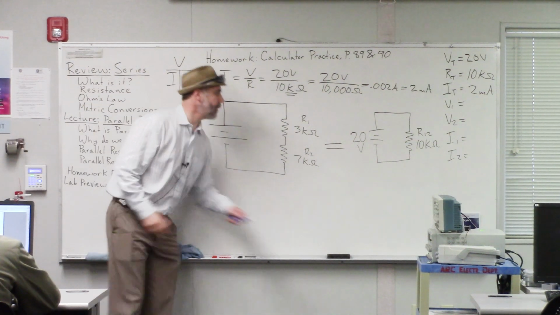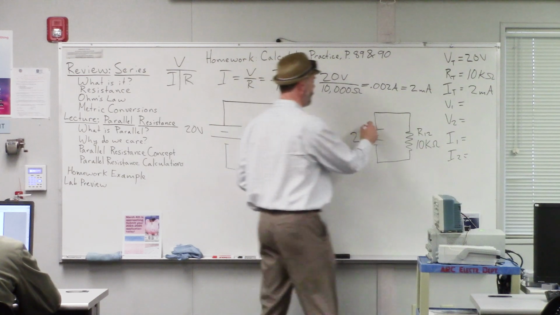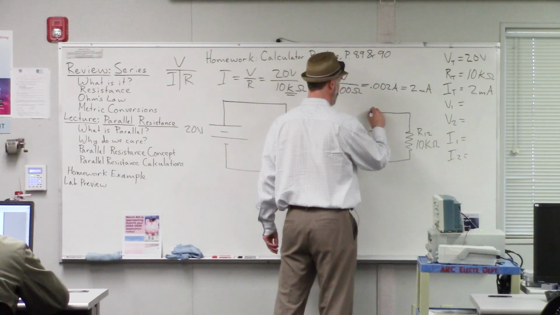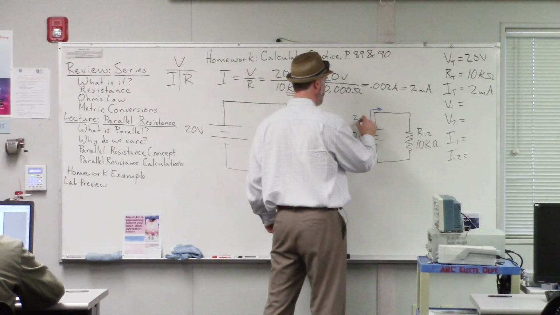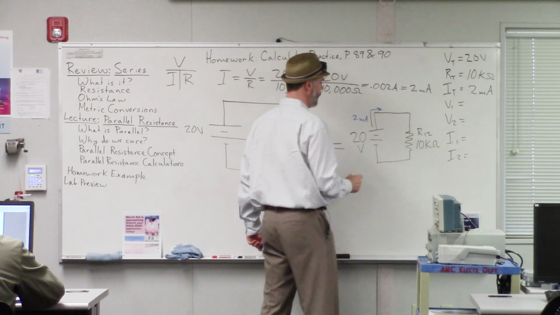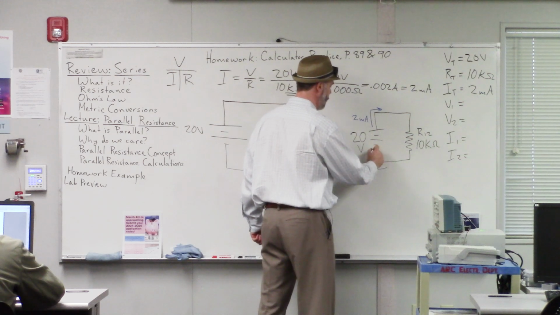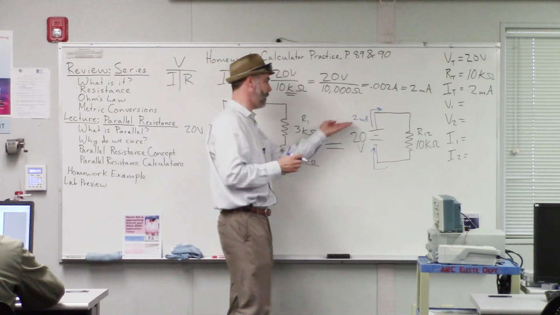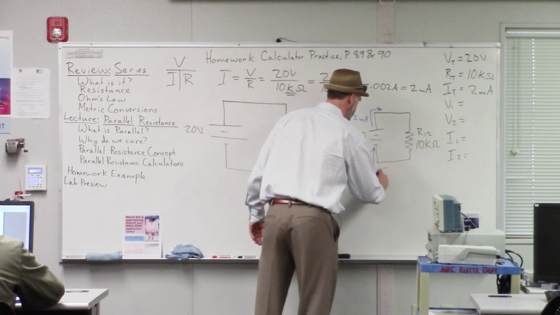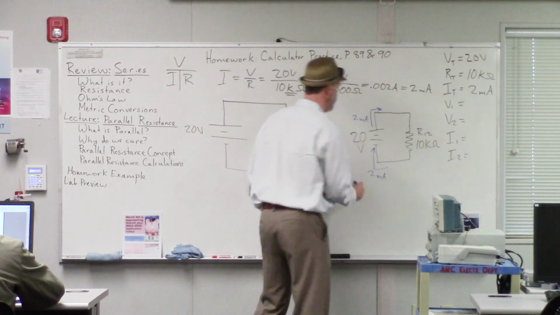All right. So that's the current that's coming out of our power supply. That's what total current means. That's the current coming out of our power supply, so that's 2 milliamps there. And how much current is flowing back into our power supply? 2 milliamps, that's right. It always has to be the same as the current flowing out. So that's also 2 milliamps flowing back in.